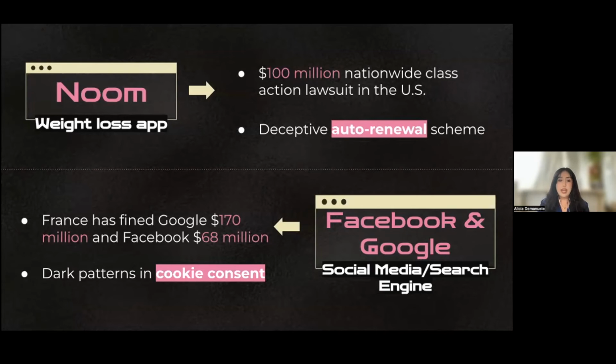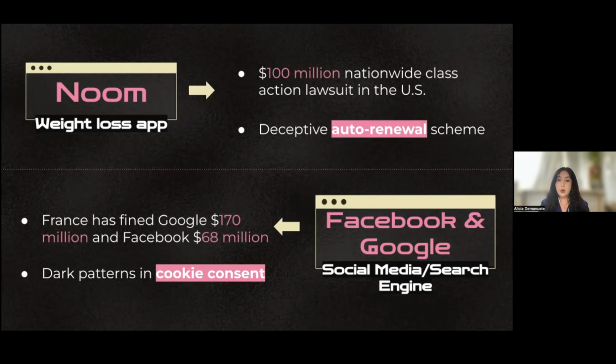As a result, a $100 million nationwide class action lawsuit was filed against Noom in the US, claiming fraud, and in February of this year, the case was settled for $56 million. Now moving on, currently 4 attorney generals across the US are suing Google for their deceptive use of location tracking. However, perhaps even more interesting is how earlier this year, France fined Google $170 million and Facebook $68 million over their use of dark patterns and cookie consent on their platforms.